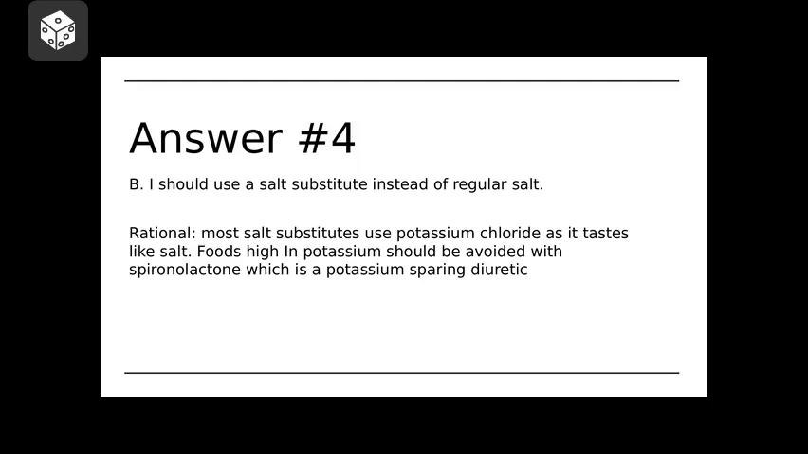Some other foods that are high in potassium that should be avoided with spironolactone include things like bananas, spinach, orange juice, all those things you don't want to take when you're taking spironolactone.